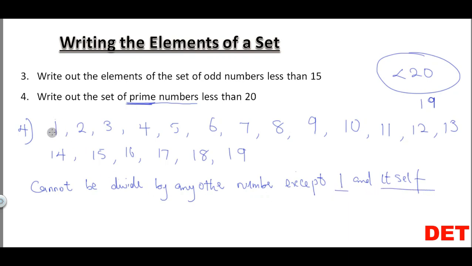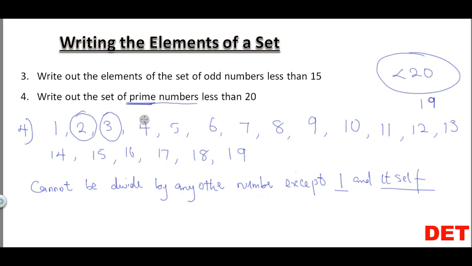All right. So is 1 a prime number? No. There is no other number that can be divided with 1 except 1. So 1 is not a prime number. Is 2 a prime number? Yes. There is no other number that can divide 2 except 1 and 2. So 2 is a prime number. Is 3 a prime number? Yes. There is no other number that can divide 3 except 3 and 1. So therefore, 3 is a prime number.